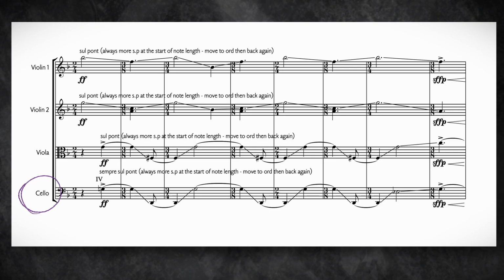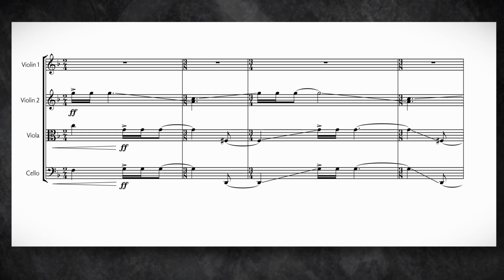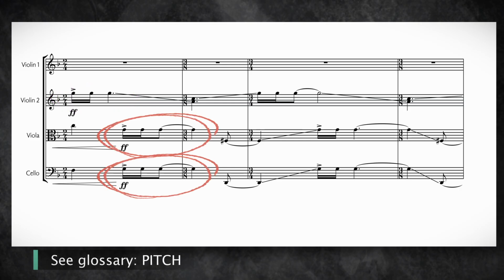Can you hear how the cello and the viola imitate the rhythms of violin 1 and 2 half a bar later? Another example of how imitation is used is later on in the piece when the violin 2 plays a rhythm and the viola and cello respond with the same rhythm but using different pitches.